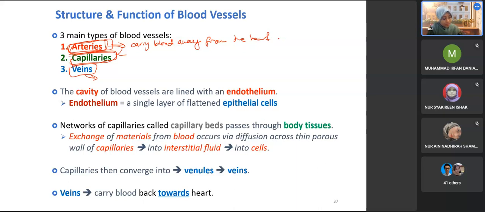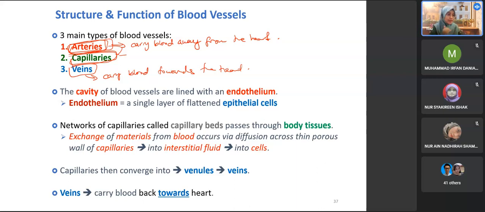Okay, but as for vein, it carries blood towards the heart. So that's why we have the pulmonary vein. Pulmonary vein carries oxygen rich blood from the lungs to the heart.